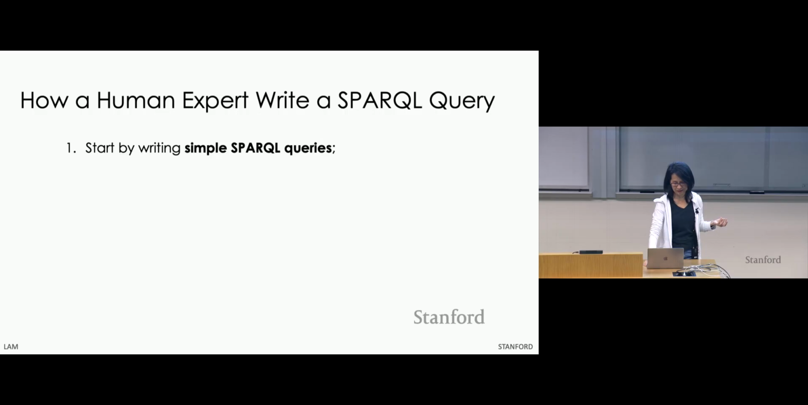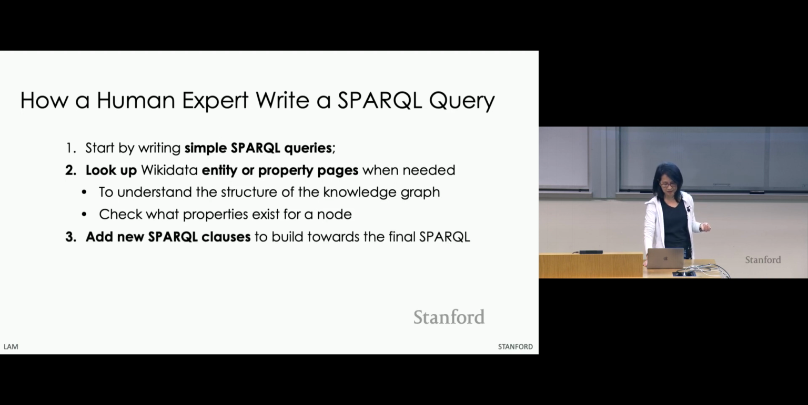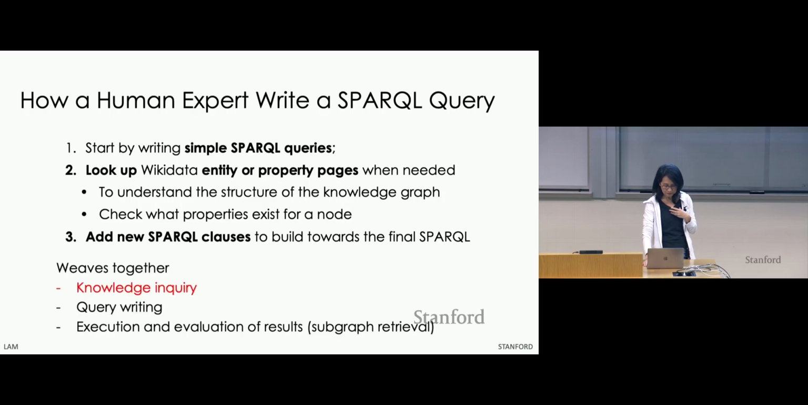These are simple queries, and we're going to look up the information about the entities and the property pages through Wikidata. I don't know those IDs. I want to understand what is available, what the properties are, and so forth. And I do have to know, given a node, what properties it has. And then we're going to put them together. We build bigger and bigger SPARQL queries to build towards the final SPARQL. So this is what we would do by hand.